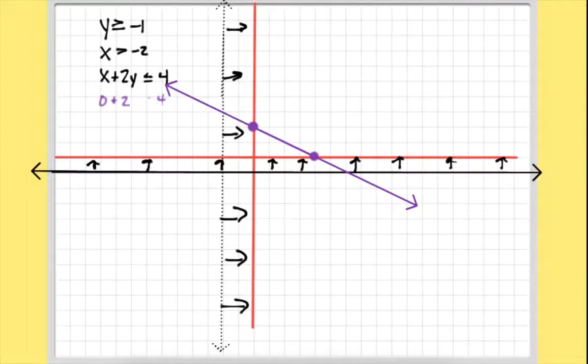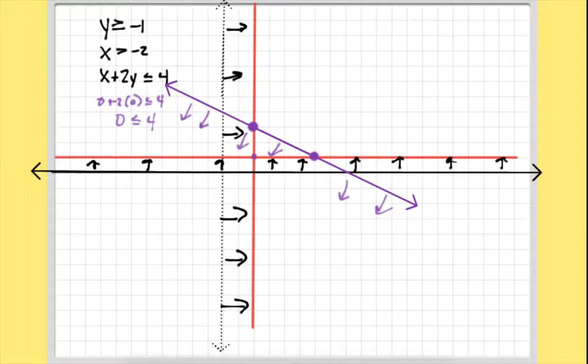Now the question is, which side do I shade? Well, I can just check a point and see if it's a solution. An easy one to check, since it's not on the line, is 0, 0. So if we plug in 0 for x and 0 for y, we get 0 is less than or equal to 4, which is true. So that means 0, 0 is a solution. So this side of the line is a solution.